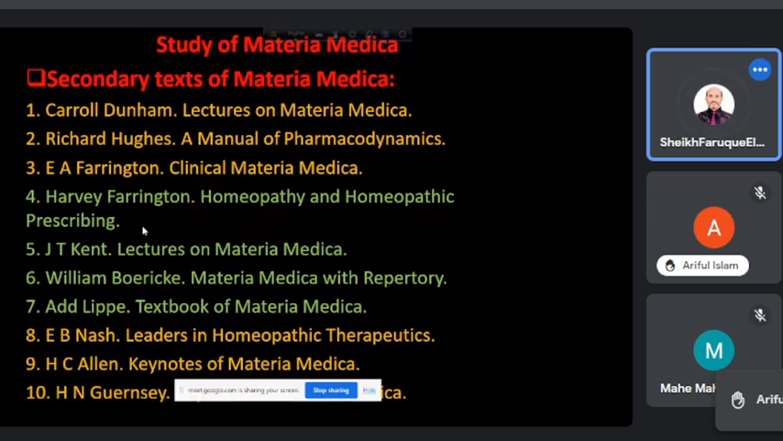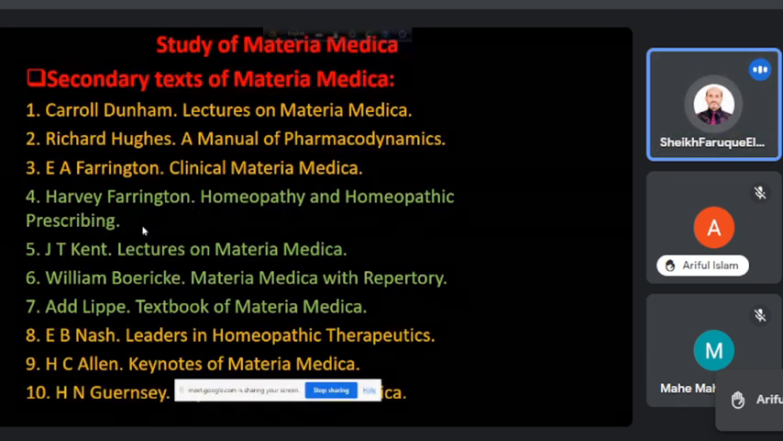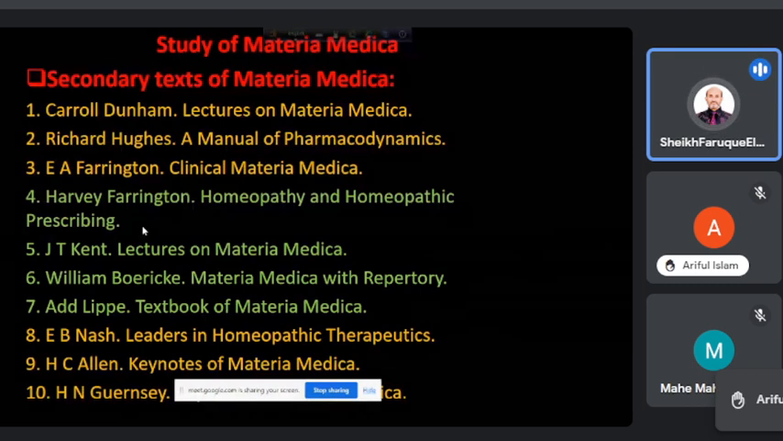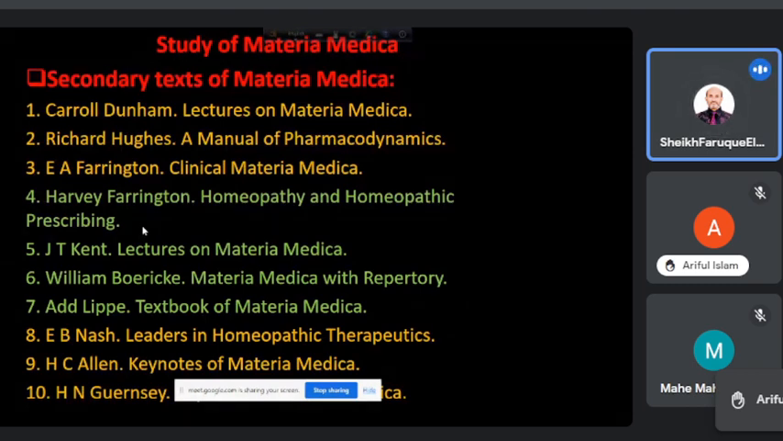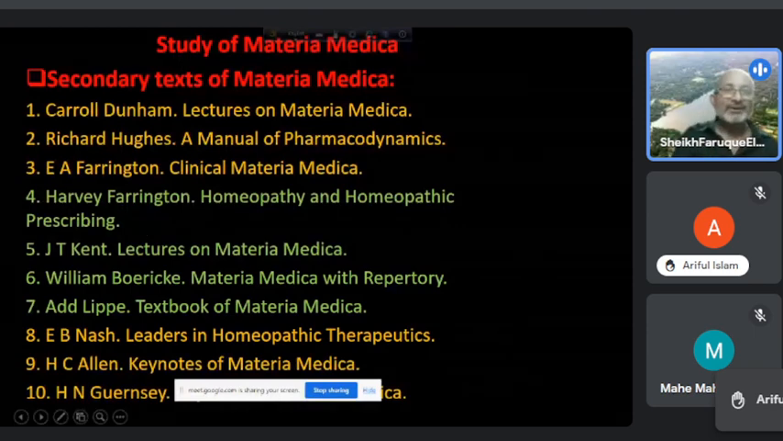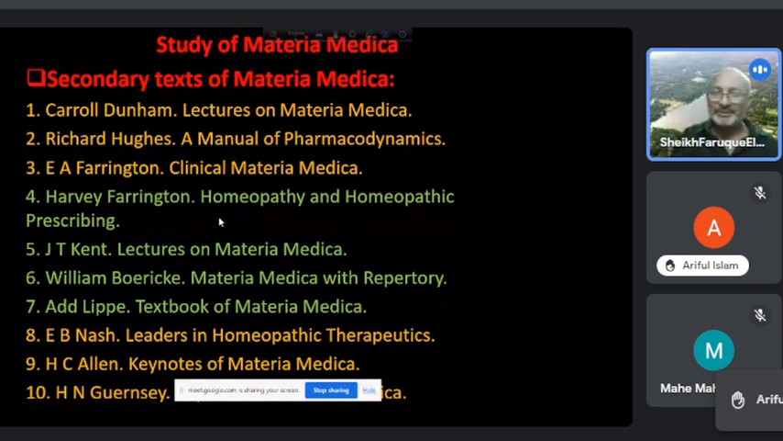You find he wrote all the medicines in numbers, giving numbers 1, 2, 3, like this, up to 34 paragraphs. Then at the end, he gave the medicine in five lines. All the medicine he will summarize in five lines. These are a very important part of his book. This is the gem of his book. So you cannot afford to be without this book, try to procure Harvey Farrington's Homeopathy and Homeopathic Prescribing. This is a very good book, I tell you.